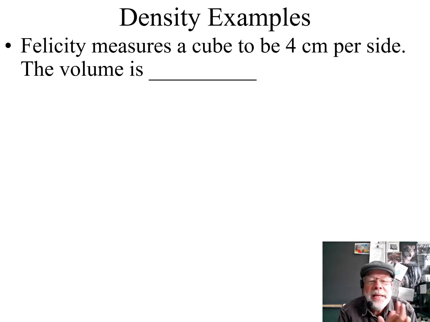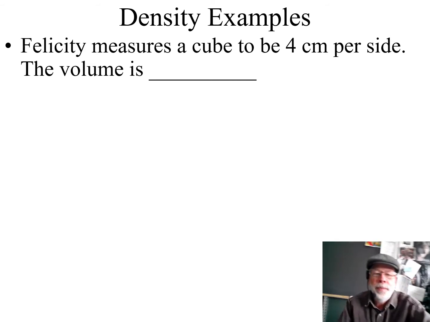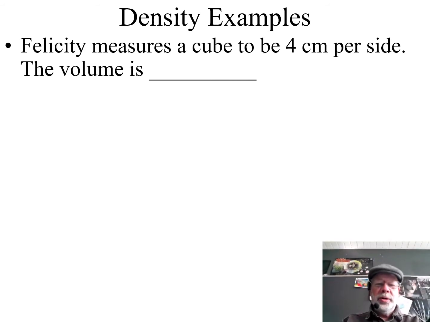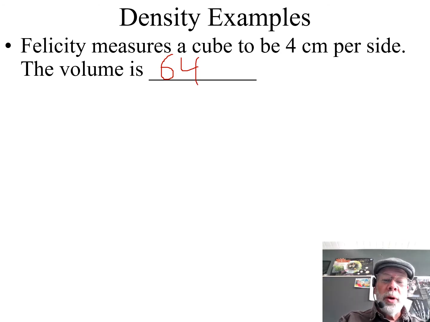Examples. So Felicity measures a cube to be 4 centimeters on a side. What is the volume? Well, it would be 4 times 4 times 4. So how do we do that? In your calculator, 4 times 4 is 16 times 4 equals, what do you get? 64. But we need to make sure we say cm cubed.